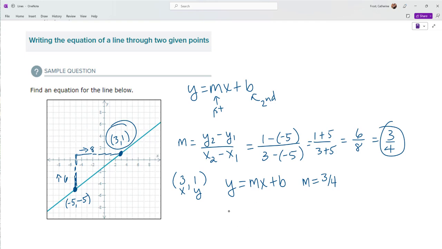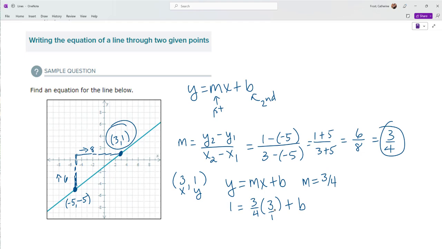This is one way to do this. This is not the only way to finish this problem out. So y is 1, m is 3/4, x is 3, and then plus b. We don't know b.